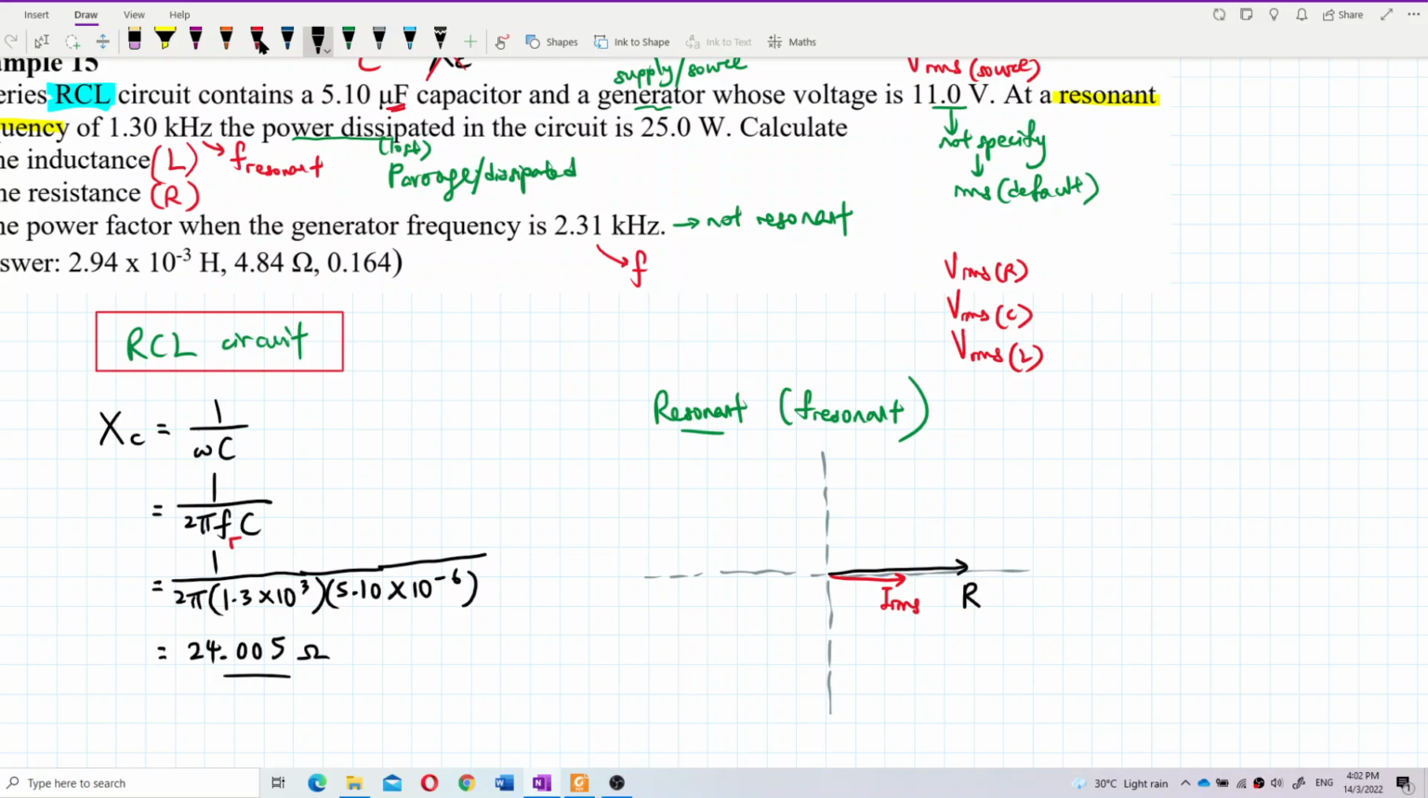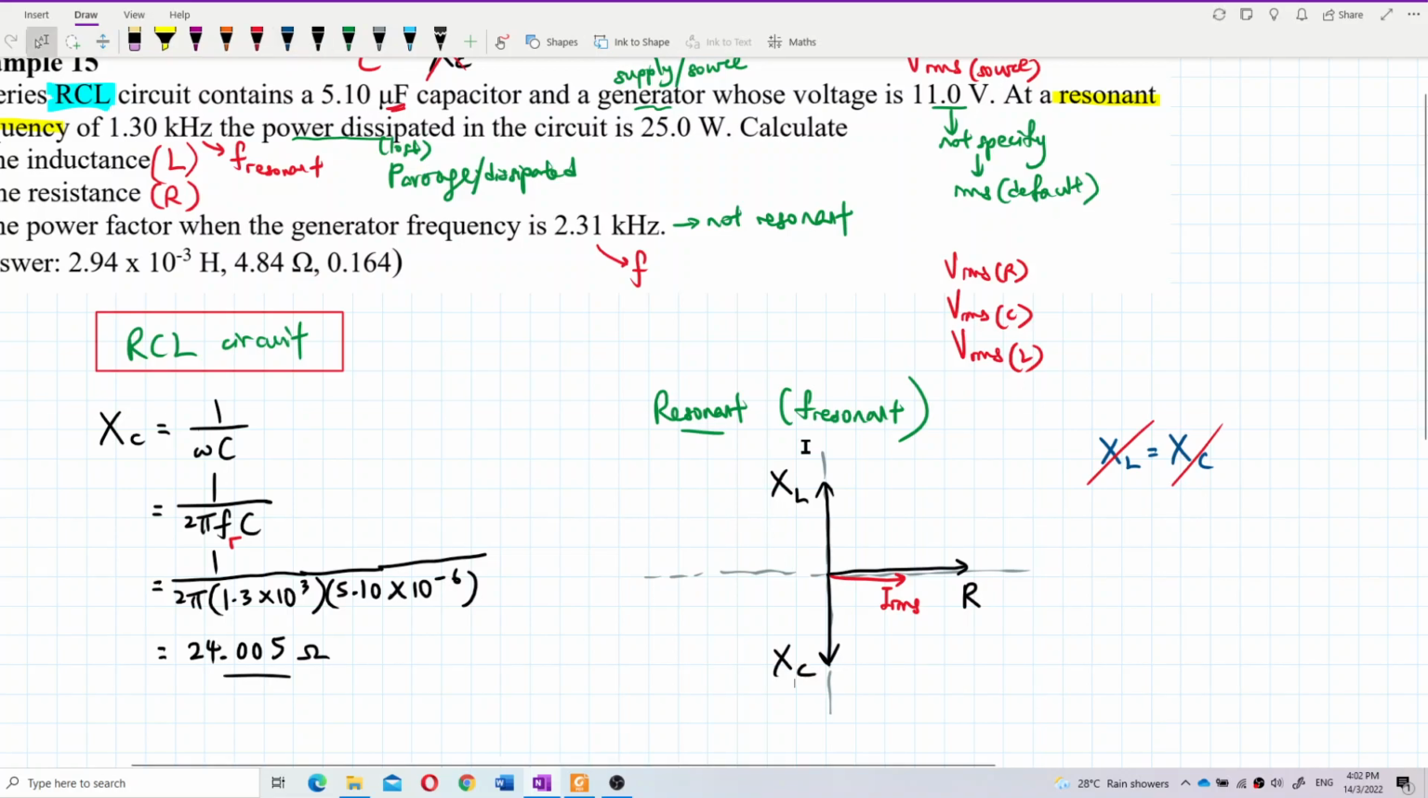When resonant happens, the most important thing is that XL becomes equal to XC, and they can cancel each other. Why can they cancel each other? Because they are anti-phase to each other. We know that XL is always at the top, the resistor is always along the x-axis, and XC is always at the bottom. So when resonant frequency happens, XL and XC become equal length, and since they are anti-phase to each other, they cancel.